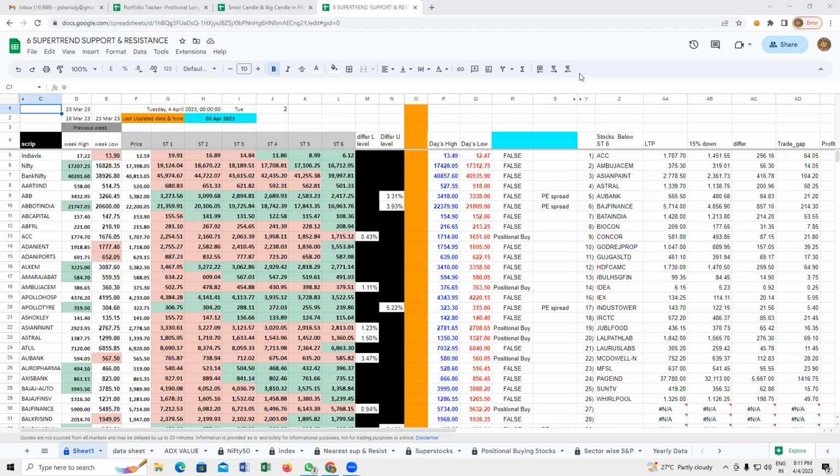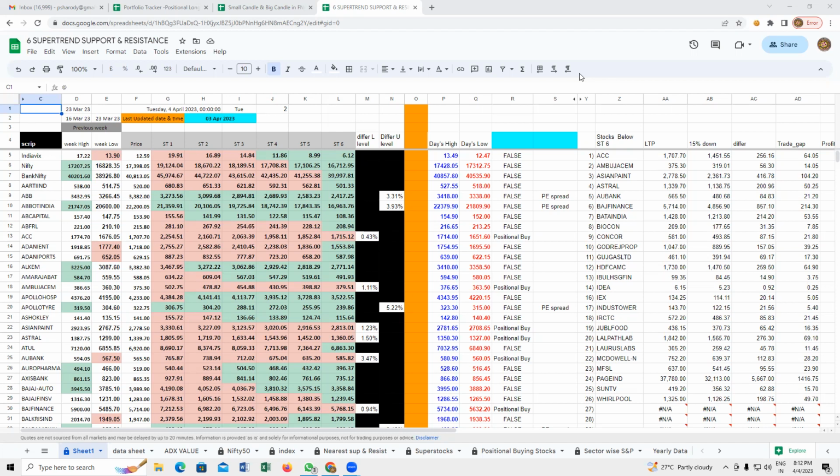Today we are going to discuss how to select a stock for positional trading in the equity market. I generally update on a daily basis the support and resistance of each and every F&O stock in my Google Sheet, and I calculate it using my 6 super trend. By looking at this Excel, we will come to know that there are a few stocks which are trading below the 6 super trend, and a few stocks which are trading above the 6 super trend.